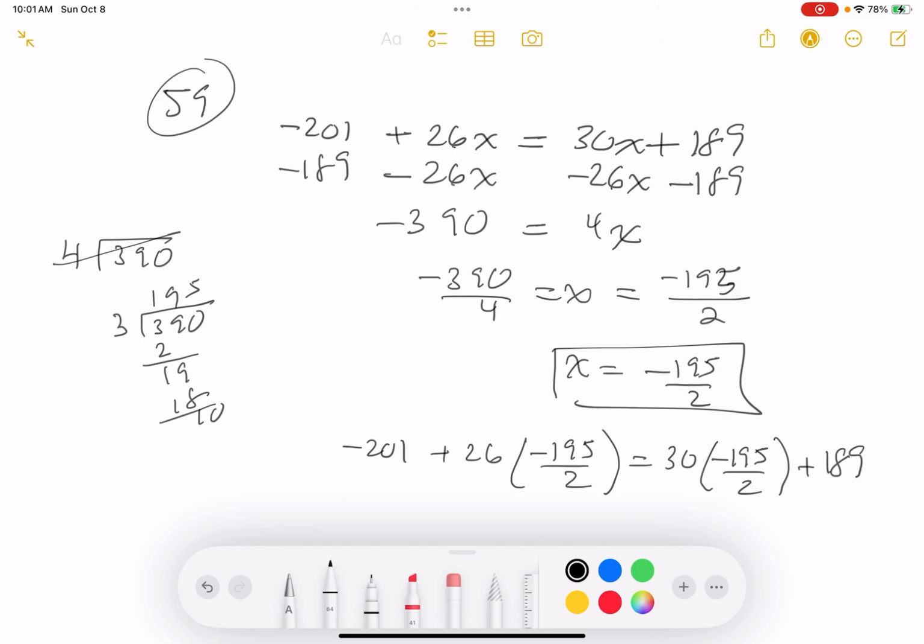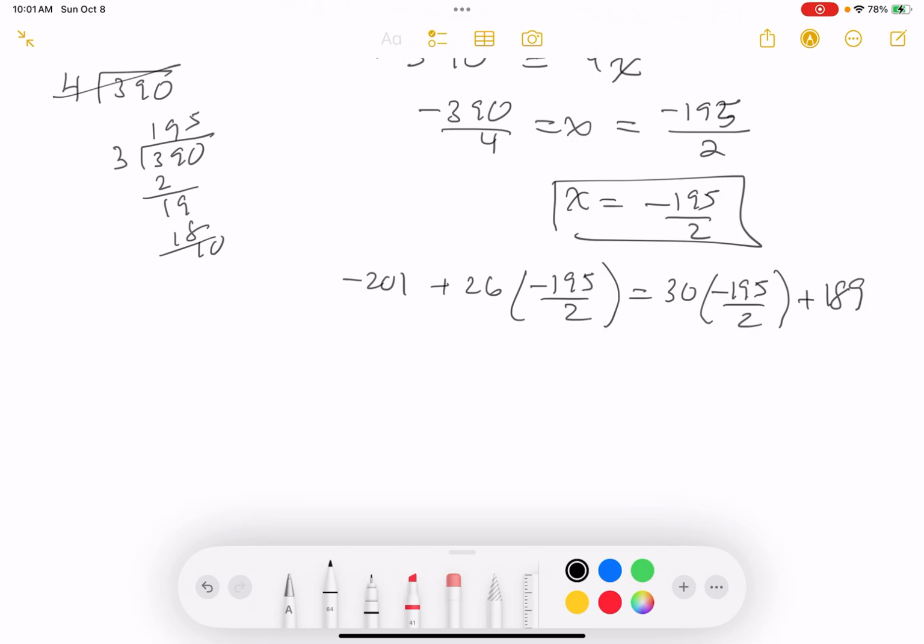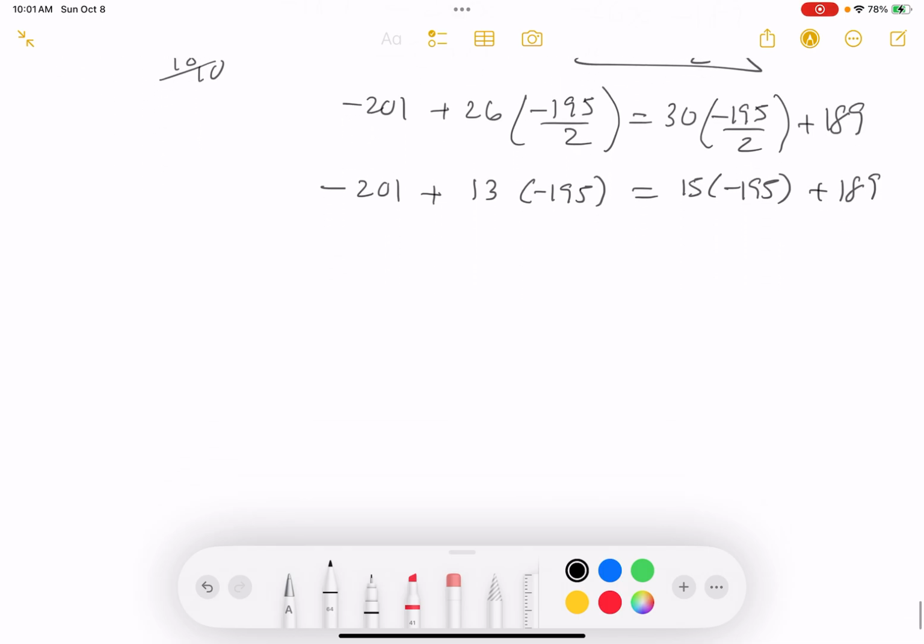Yes, I know it's difficult to check. I just want to go through it for you. So minus 201 plus, well, 2 goes into 26 13 times. And what do you get over here? 2 goes into 30 15 times. And I realized from looking at this, do I really need to check that? Not really, but I'd like to make sure whatever I'm saying is correct, by the way.